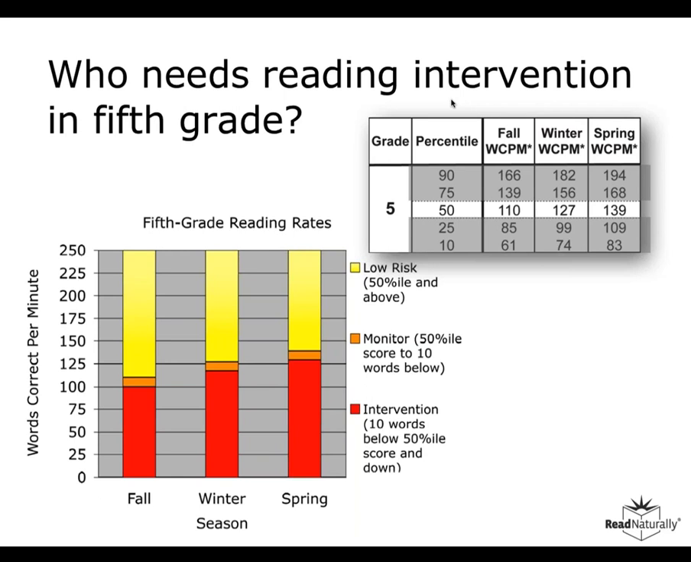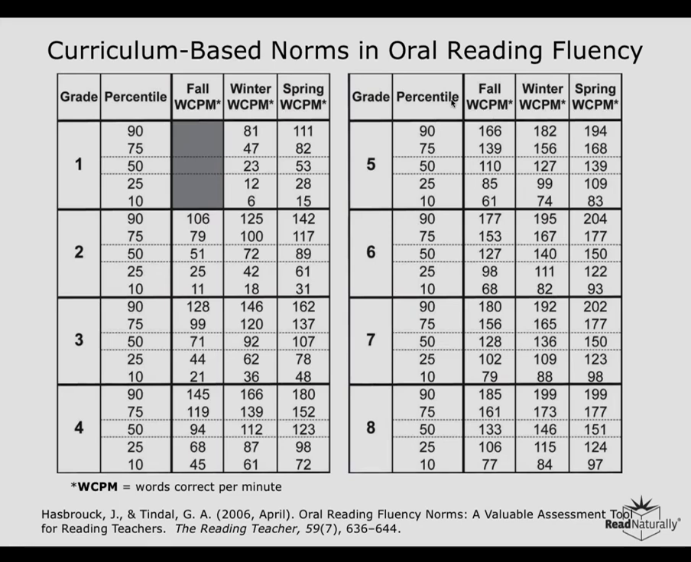Our Benchmark Assessor Live program, as I mentioned earlier, is a good way to do your screenings, and you can run reports that will identify those students that are falling below that 50th percentile category. But if you want to, you can just use standard grade level passages on your own to identify those students at risk.